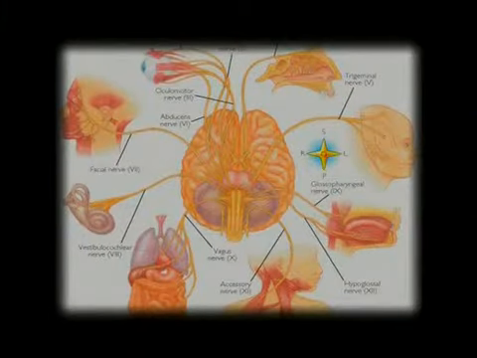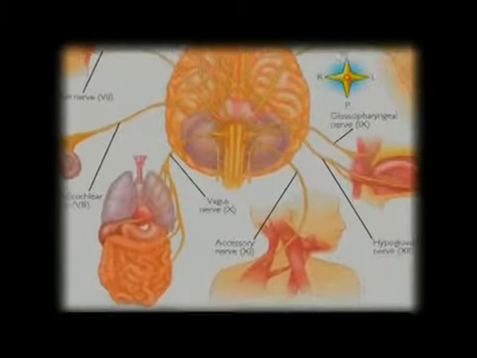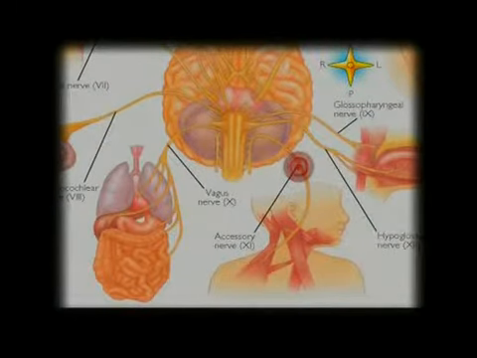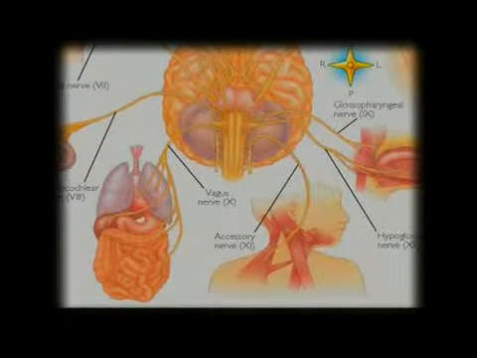Now, the 11th cranial nerve is the spinal accessory nerve. It's a purely motor nerve. It has two roots, a spinal root and a cranial root. The spinal root supplies the sternomastoid muscle and trapezius muscle, and the cranial root supplies the muscles of the larynx, pharynx and soft palate.